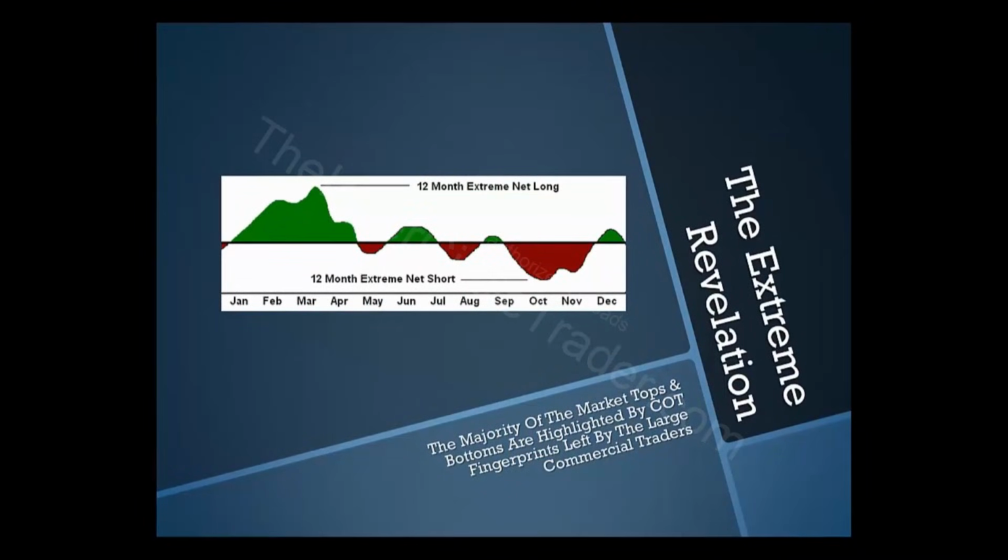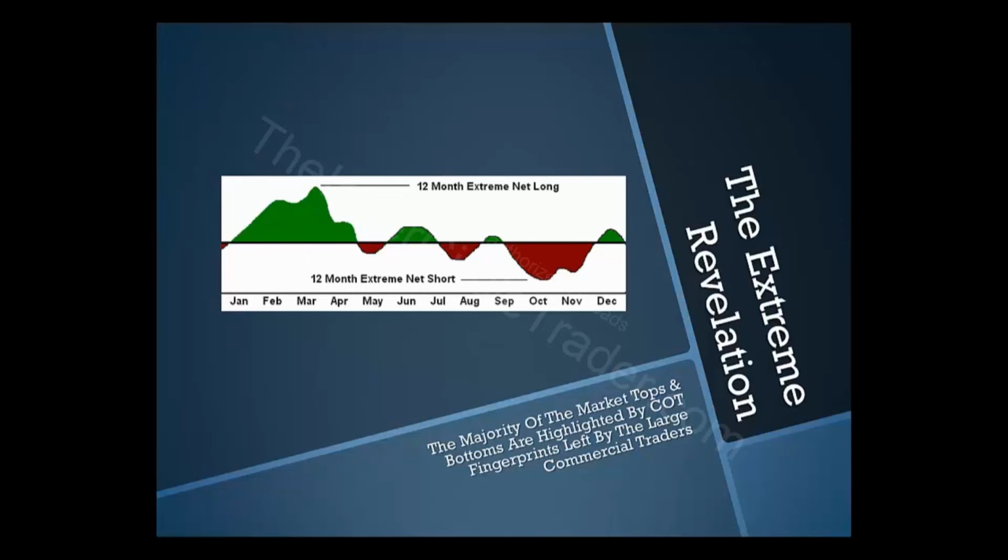Now, what does a 12-month extreme net long position and a 12-month extreme net short position look like? Well, when we look at a commitment of traders report graph, there's a zero basis line, and that's going to be depicted by this heavy thick line here.